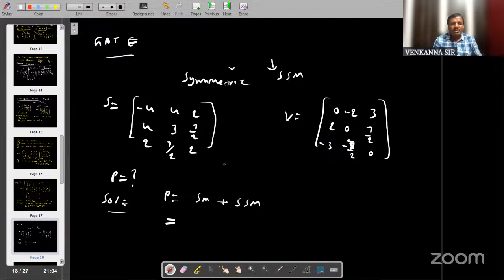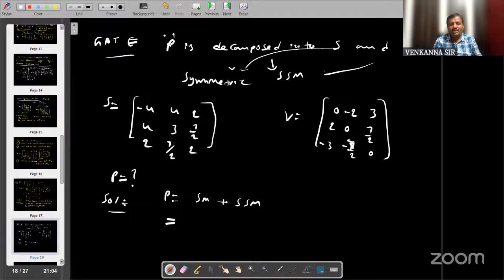P is decomposed into S and V. What is the S here? S is a symmetric matrix. V is a skew symmetric.